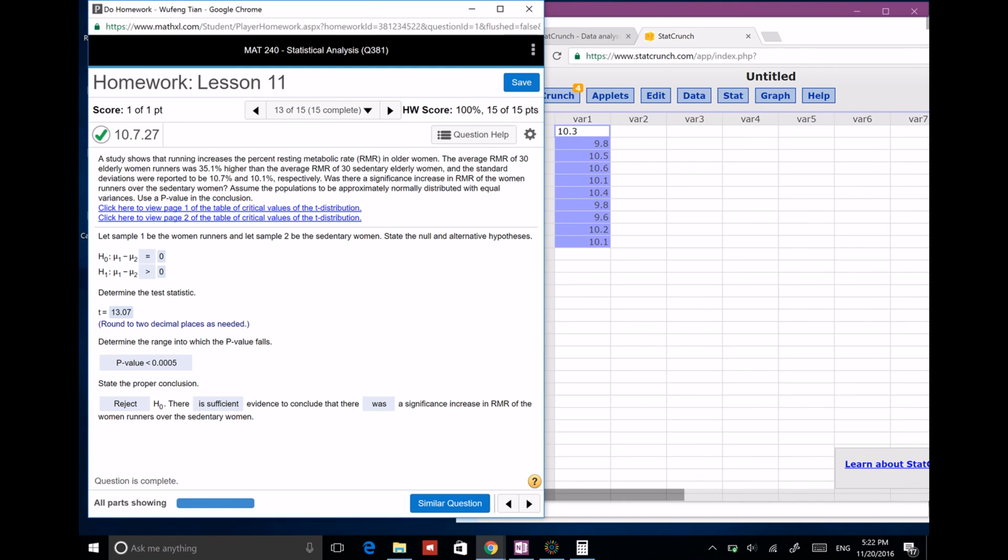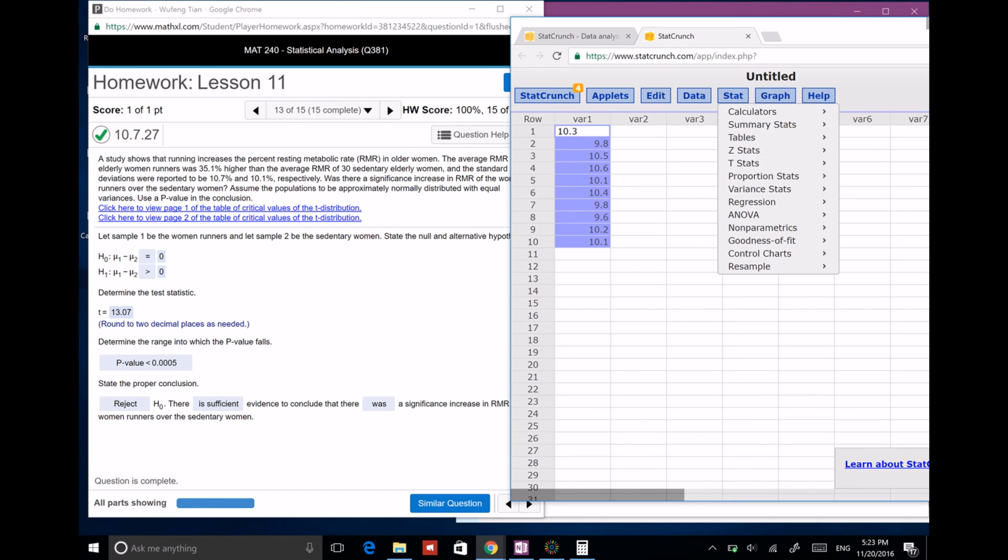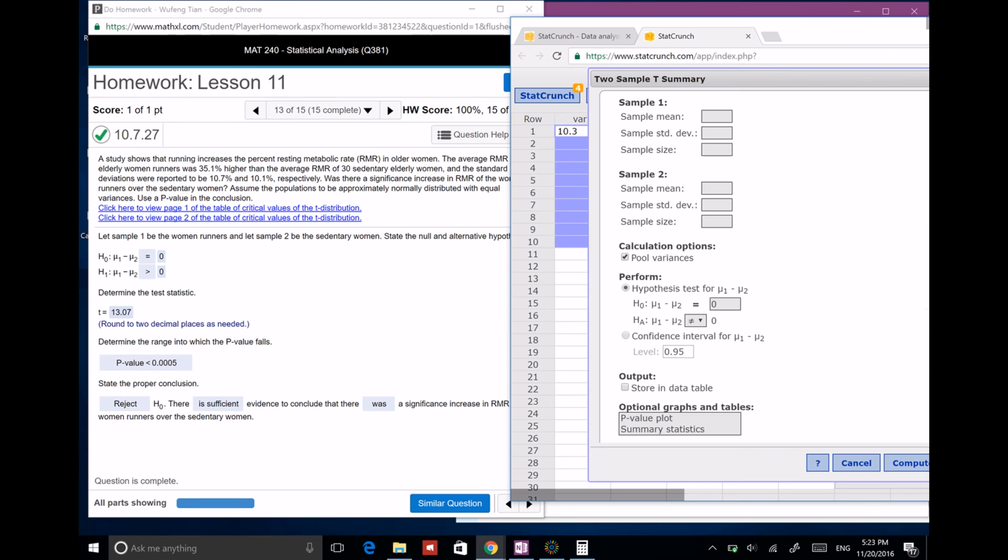Okay, and number 13. So what do you do for this one? You have to do t distribution, two sample with summary. Okay, so you need to do the first one.